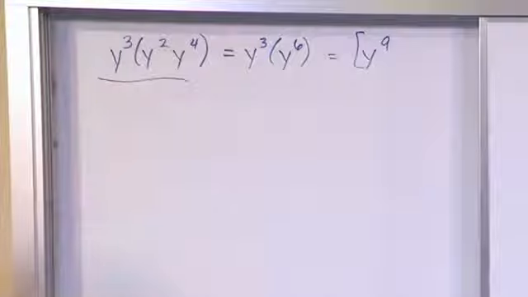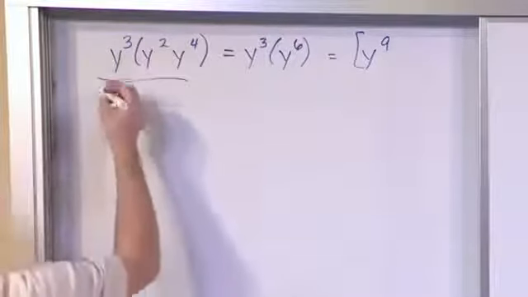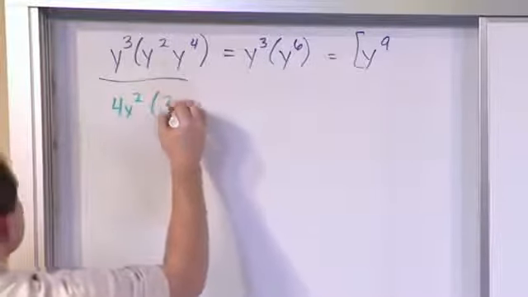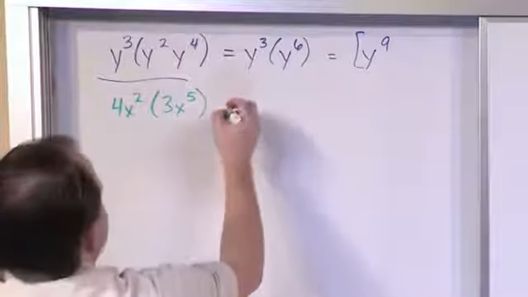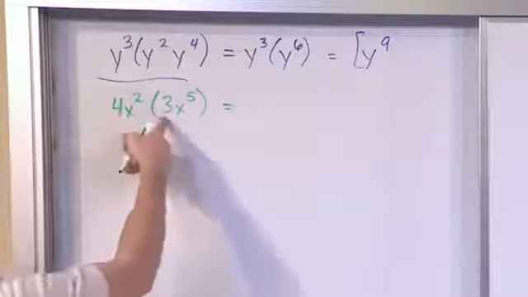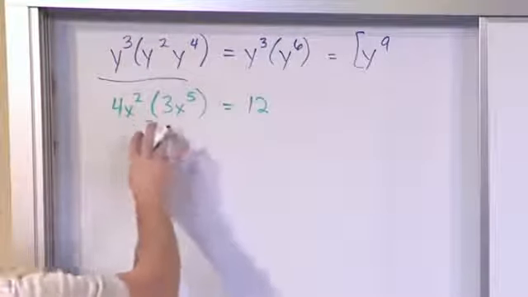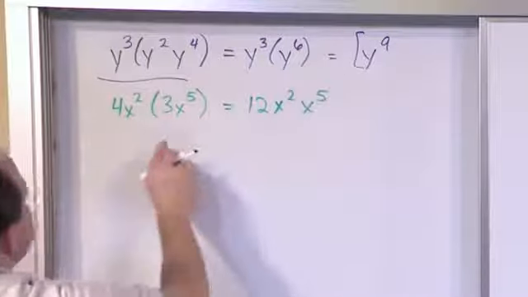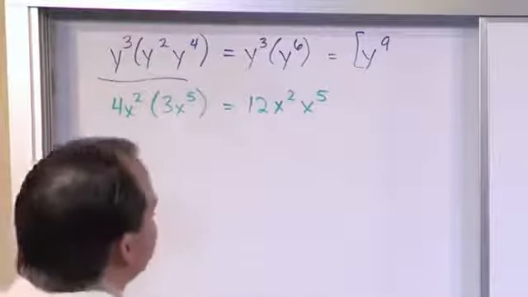All right? Let me change colors here just to break it up a little bit. What if I have 4x squared times 3x to the 5th? Something like this. What if I have that? Well, what you have going on here is multiplication. The 4 times 3 is still going to stand, so you're going to have 12. But just to keep it clear, let me write everything else out. I'm going to have 12 times x squared, and I'm still going to have the x to the 5th. Basically, I multiply the numbers, but everything else, let me just keep along for the ride so you can see what I'm doing.